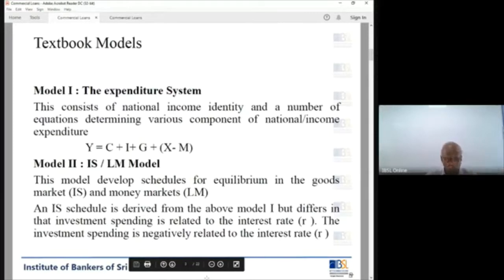It's a downward sloping curve. The LM curve is an upward sloping curve. It summarizes the equilibrium in the money market. So IS-LM, like demand and supply: the IS is downward sloping, the LM upward sloping. The IS schedule is derived from the above model 1. Actually, to derive the IS curve we need model 1, but it differs in the investment spending. We'll discuss IS-LM in a separate lecture.